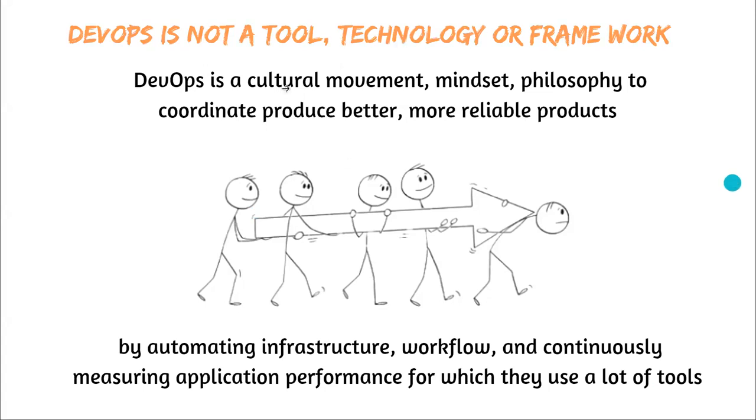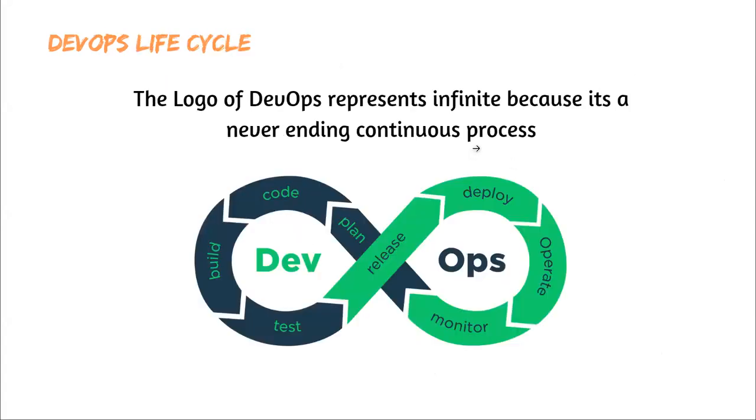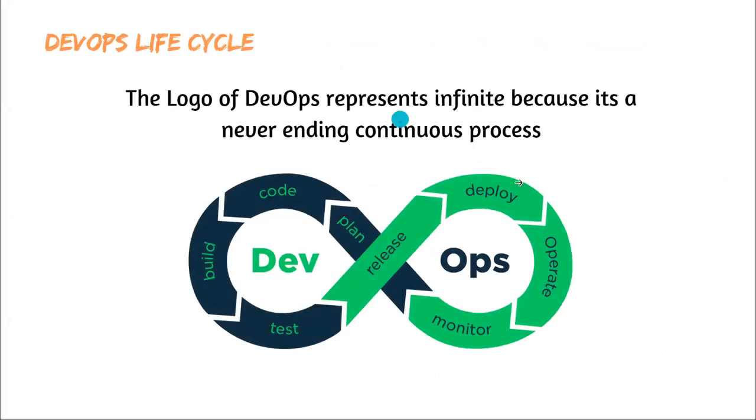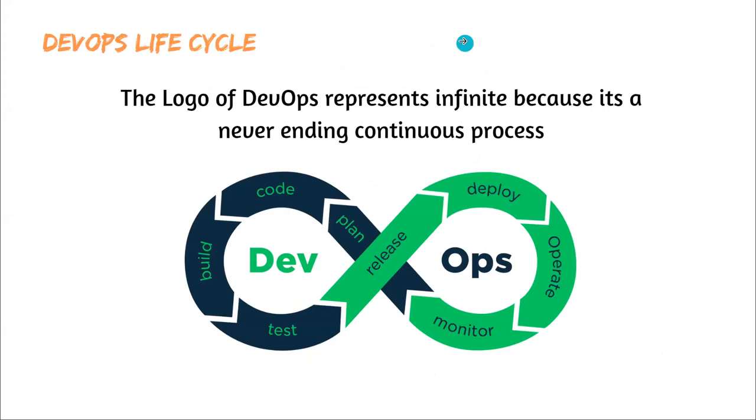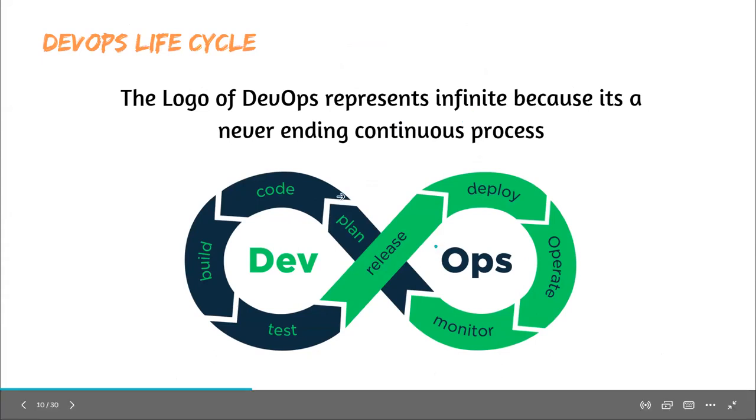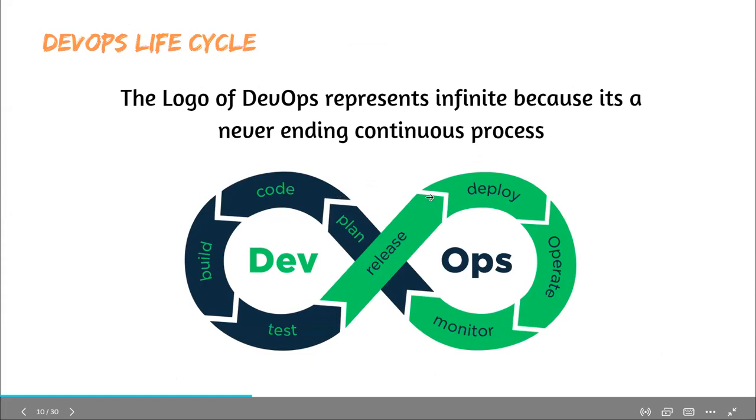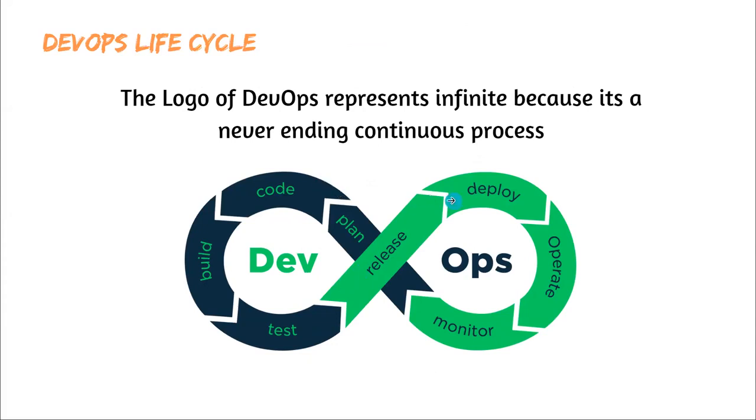So if you see this life cycle, is it resembling any symbol? Are you getting any symbol on your mind? Infinity. Why did we get the infinity symbol for DevOps? If you see this logo, it is a never ending process. It resembles the infinity symbol, right? Infinity doesn't have any ending. It will continue as it goes on. DevOps is also like this. If you start a project in DevOps, it will be continuously going.